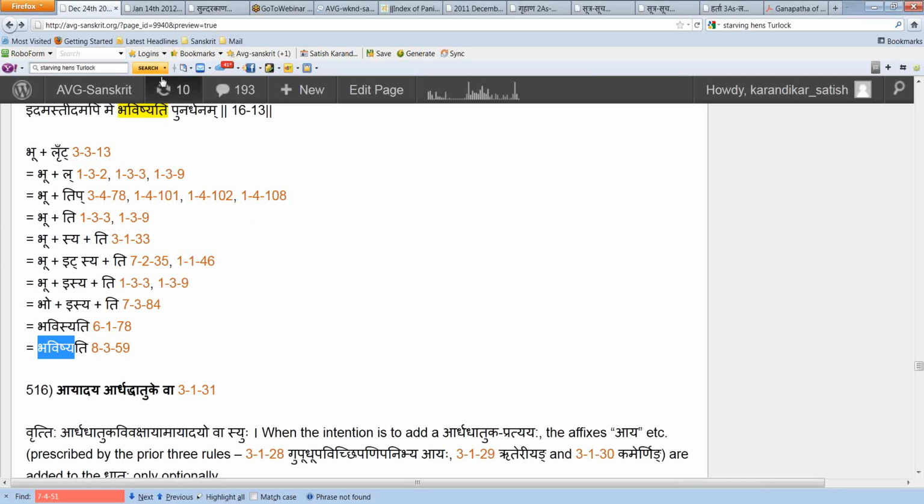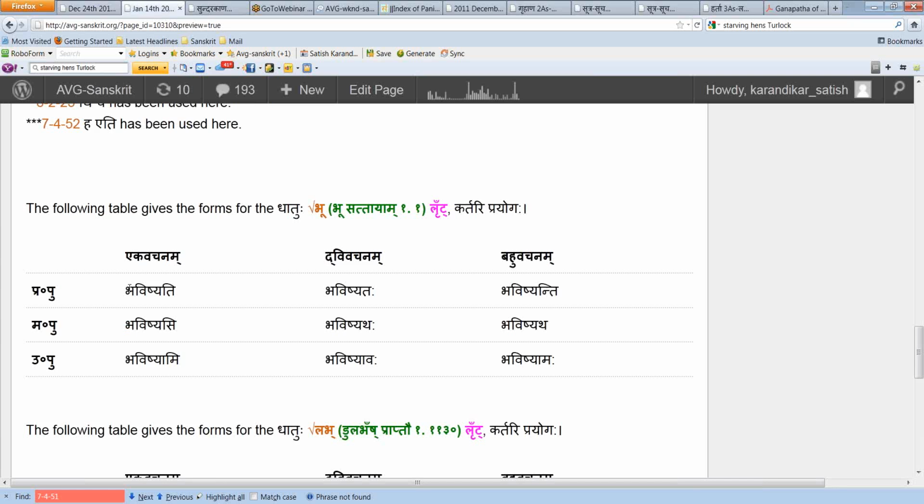So if you look at the table over here, you can just take your table for lat and just replace the bhava with bhavishya. And the remaining, shesham karyam samanam, the rest of the rules are the same. For example, here we get jhantaha and then ato gune. The same rule we used in lat lakara, same over here. Here we get the ato dirgho yanji, ato dirgho yanji.